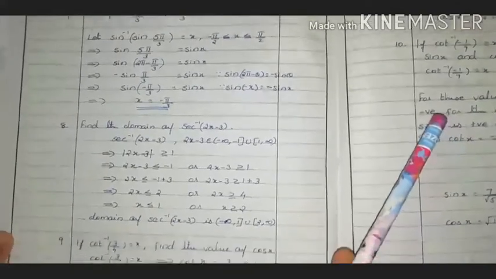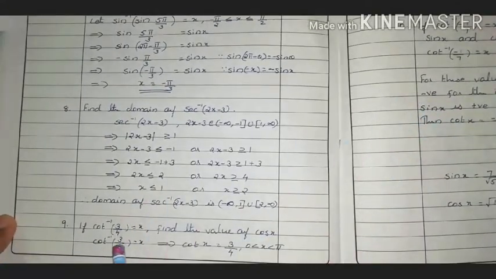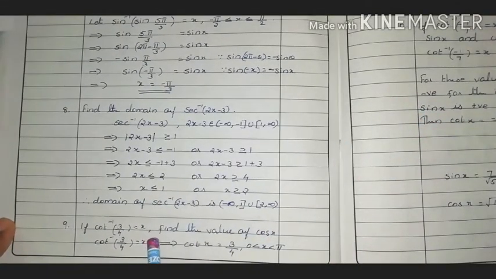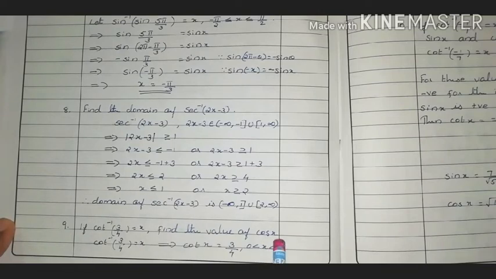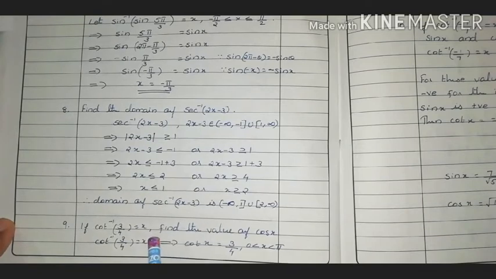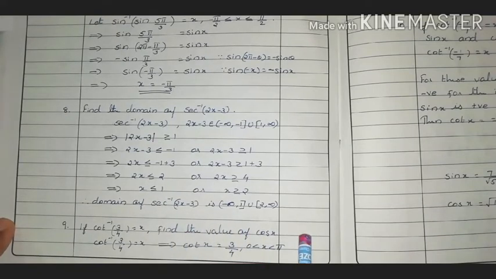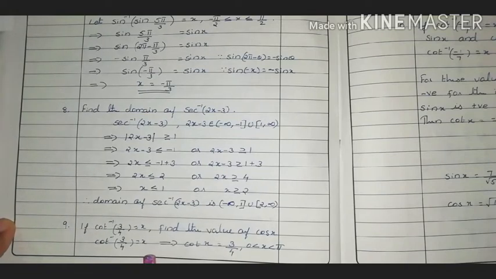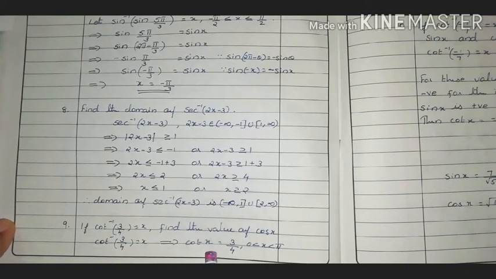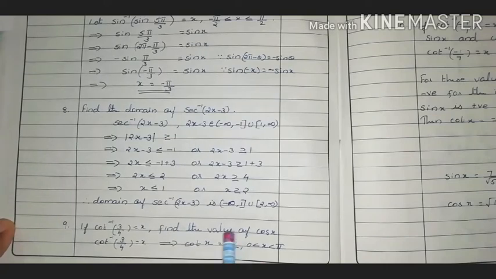Next question. If cot inverse 3 by 4 is equal to x, find the value of cos x. Cot inverse 3 by 4 is equal to x. That becomes cot x is equal to 3 by 4.